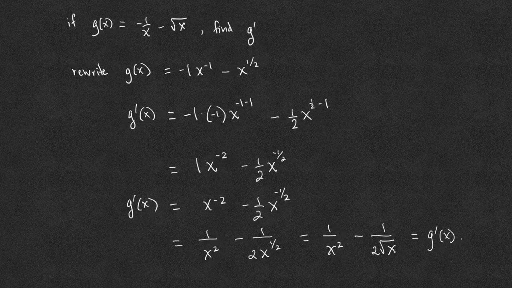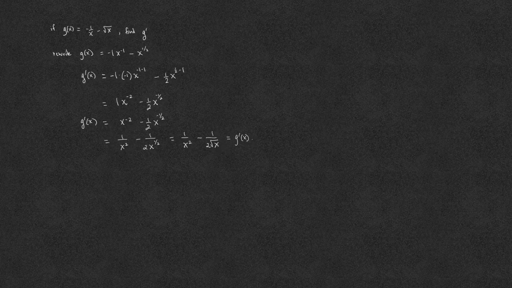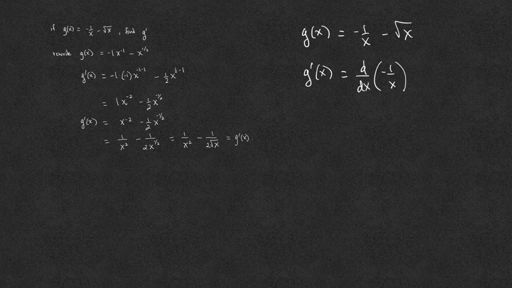Alternatively, sometimes if this is too complicated, we start out with g of x equals negative 1 over x minus the square root of x, and we start with g prime of x right away. The derivative of the difference is the difference of the derivatives, so we would write d dx. We will slow down and break these into parts. First, we take the derivative of the first term, minus we take the derivative of the second term.